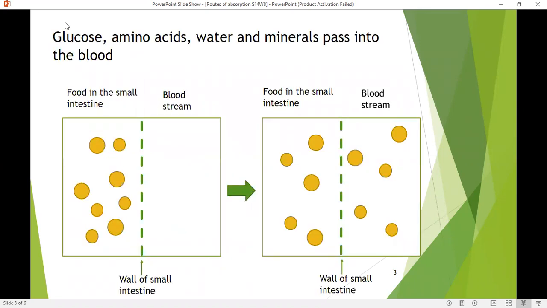Some of the nutrients like glucose, amino acids, water, and mineral salts pass into the blood through the thin wall of the small intestine, as this document shows. Here we have the food in the small intestine, or the nutrients after they have been digested. As you see in the second picture, they are going to be crossing the thin wall of the small intestine to reach the bloodstream. So now these nutrients are absorbed by the blood.